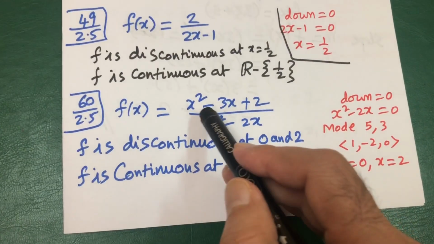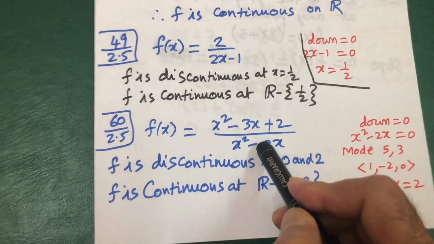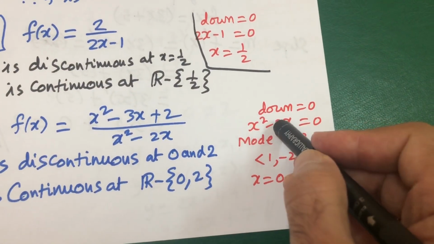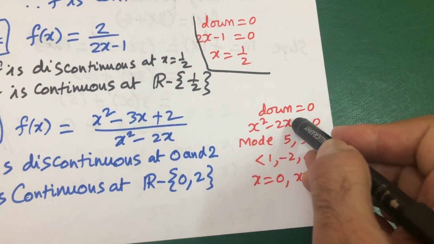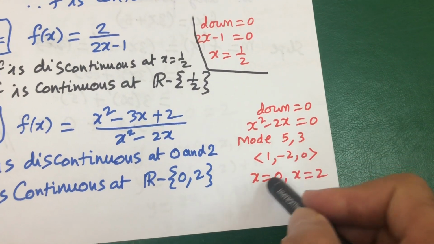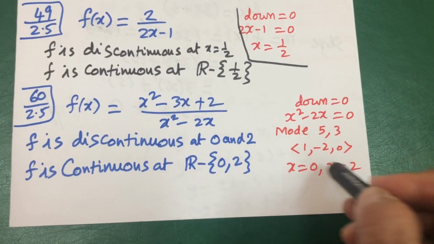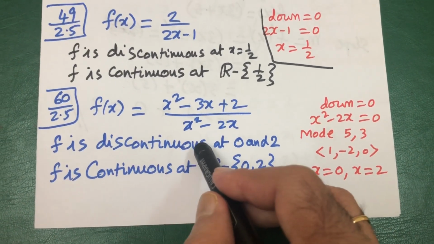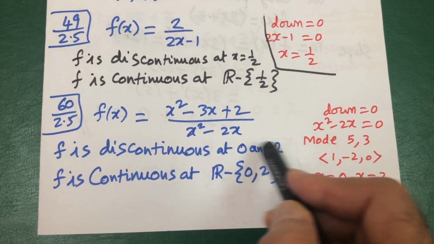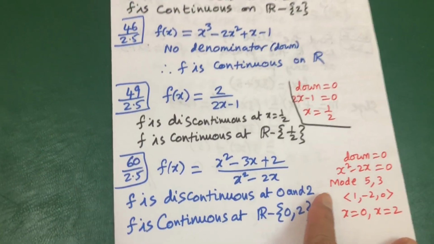Once again, f(x) is equal to (x square minus 3x plus 2) over (x square minus 2x). What do you want? You want to find the points of continuity. So make the denominator equal to 0: x square minus 2x. There is no constant. x times (x minus 2) equals 0. You get 2 points, x equal to 0 and 2. These 2 points are the problematic points, named as discontinuous points. So f is discontinuous at the points 0 and 2. Remove them. F is continuous on R minus {0, 2}.